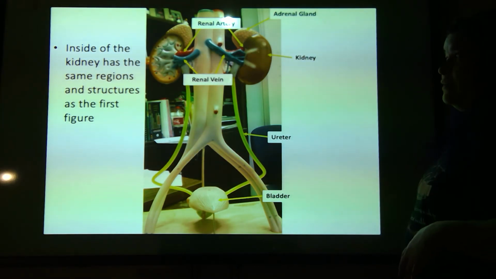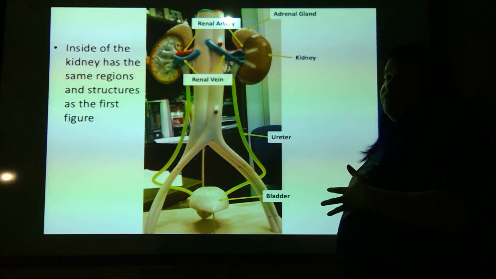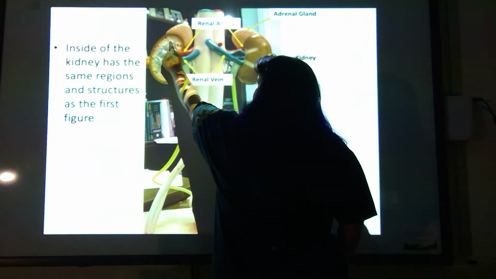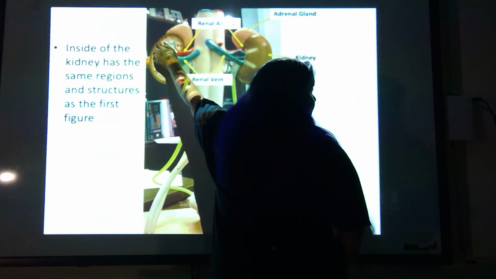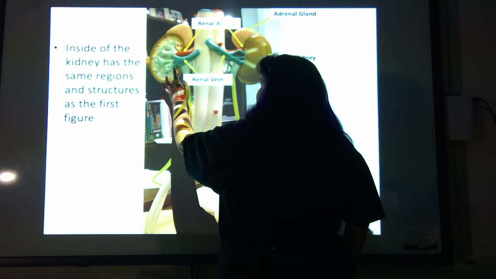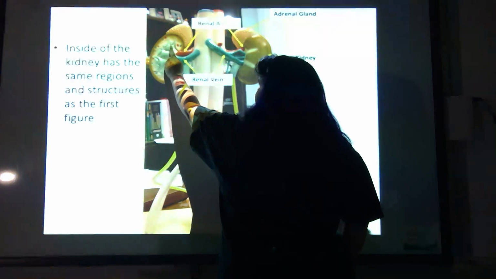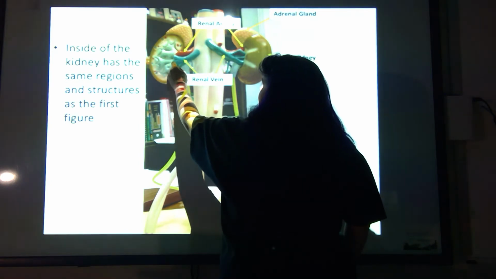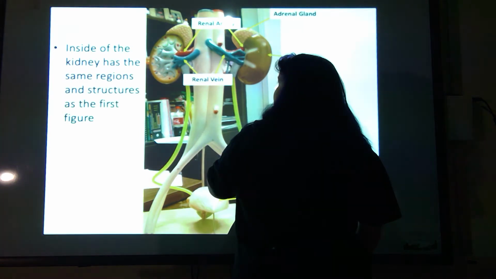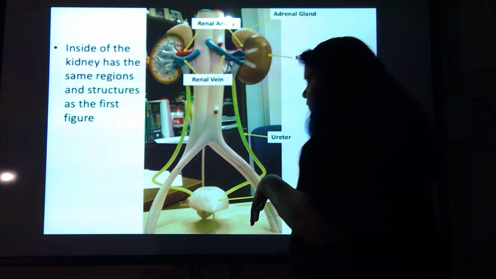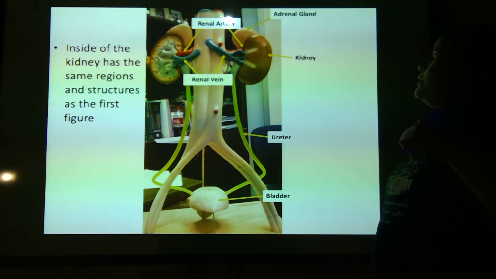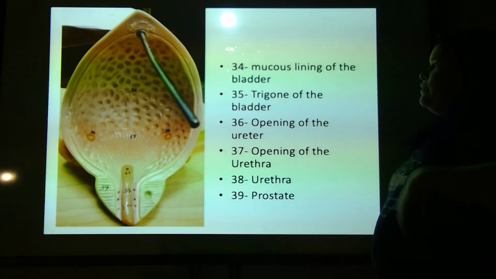Inside the kidney, you have the same structures that you found in the bigger model. You still have the pyramids, you still have the medulla and the cortex, you still have the capsule along the outside. I've got the minor calyces and the major calyx and the renal pelvis. I've got the renal artery and the renal vein. Again, remember, renal just means kidney. The ureter, the bladder, the adrenal gland, the kidney itself.